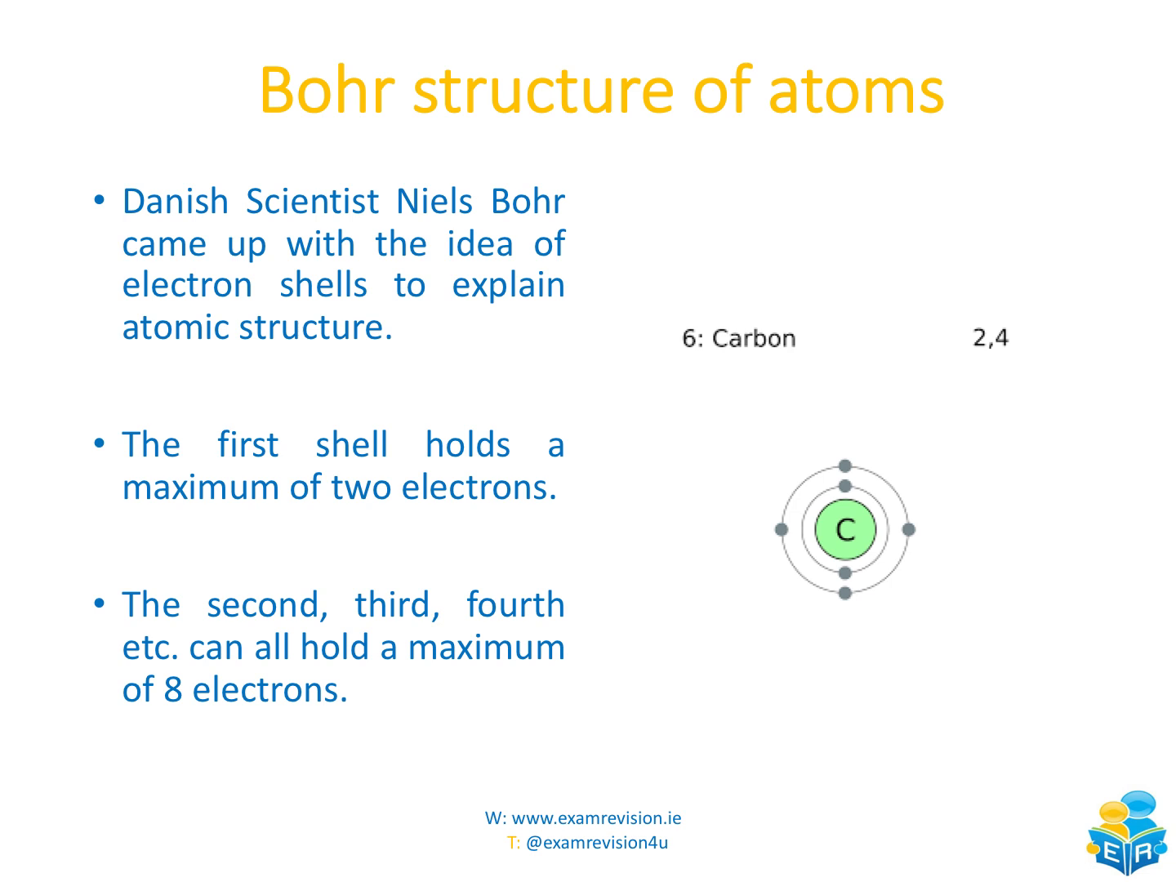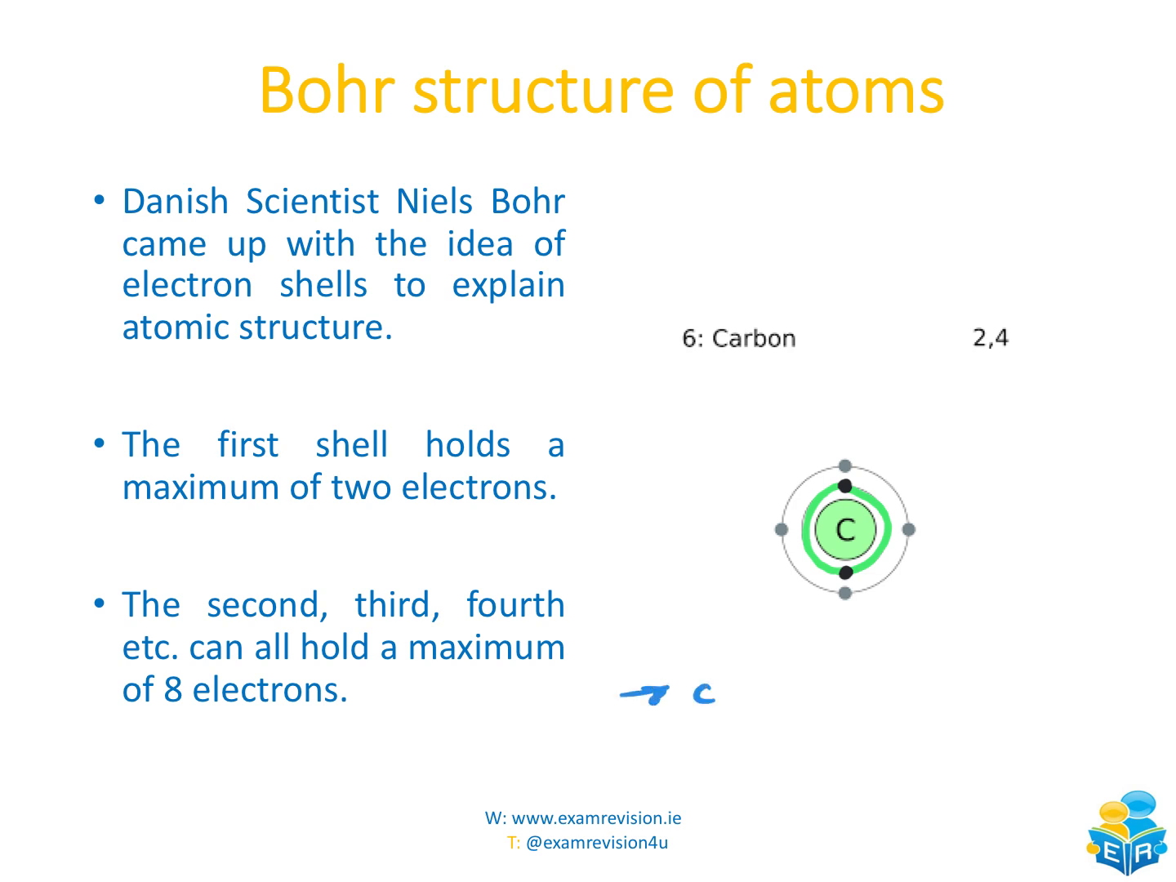Okay, so the Bohr structure of atoms then is the next thing we're going to look at, and then we're going to combine the knowledge from both to start to produce these structures. So Danish scientist Niels Bohr came up with the idea of electron shells to explain atomic structure. So those were the ones that the electrons existed on. He proposed that the first shell holds a maximum of 2 electrons, and we can see that here. That's the first shell there, and we can see that there was actually 2 electrons on that first shell. So a maximum of 2 on that first shell. The second, third, fourth, fifth, sixth, and so on can all hold a maximum of 8 electrons.